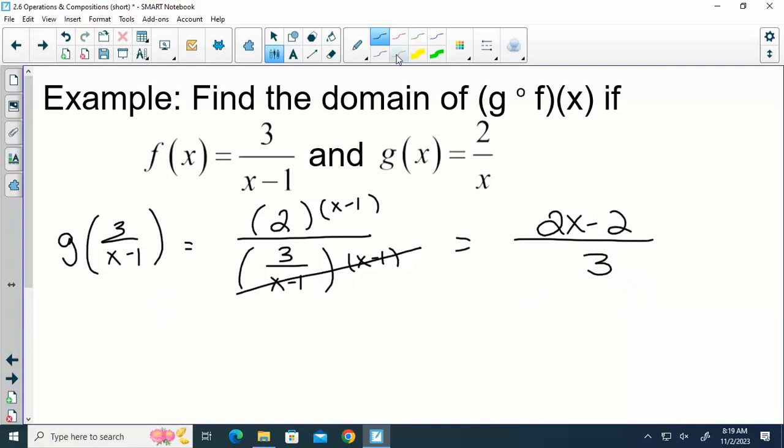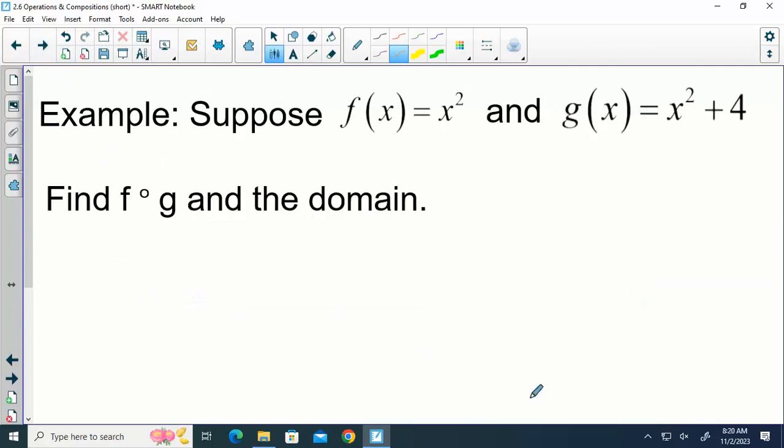What's the domain of the final piece? It can be anything there. What about the inside? So our final domain would be negative infinity to 1, union 1 to infinity. Are those okay? And you understand how to clean up those fractions and fractions? You guys try this one.